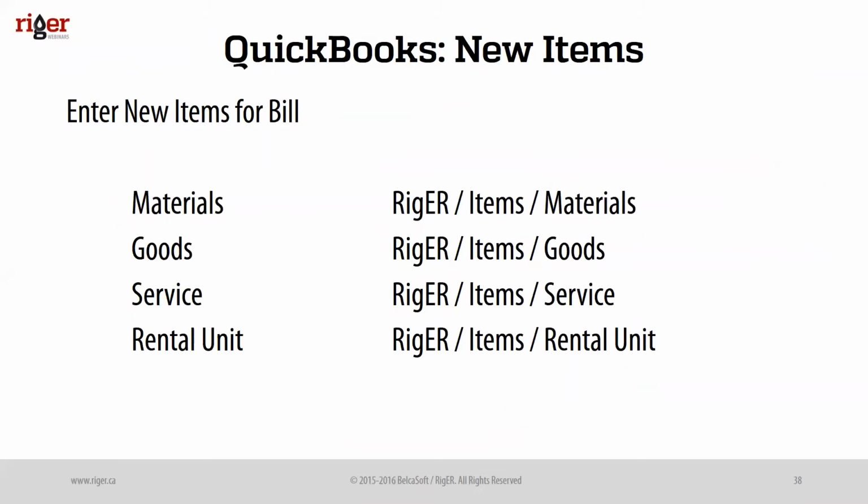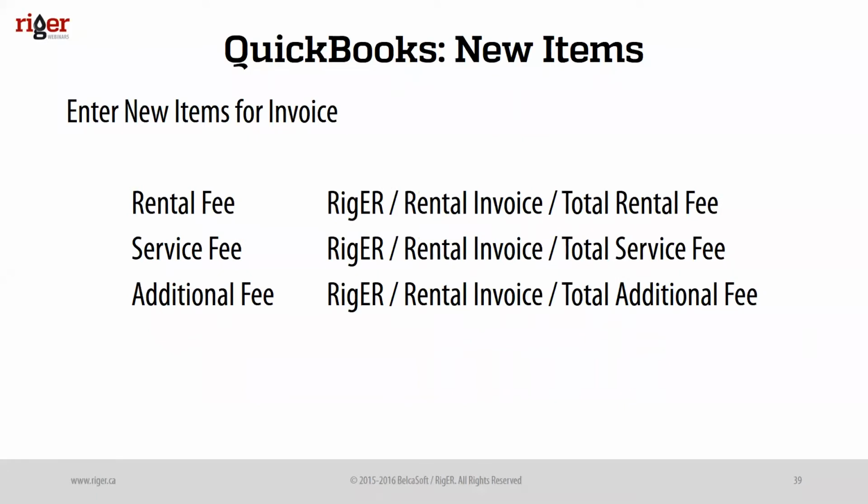So again, when we talk about communication between two systems and exporting data from one to the other, you enter the new item for bill in QuickBooks. In RigER, we have different types of units that you'd like to track. It can be materials, goods, services, and rental units themselves. The same for invoices: in the invoice in RigER, we track rental fee, service fee, and additional fee.